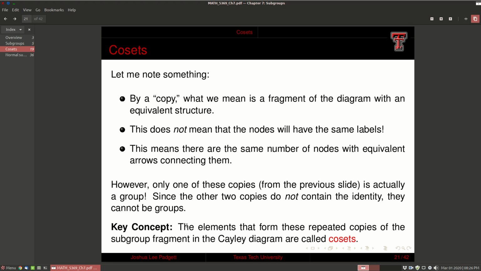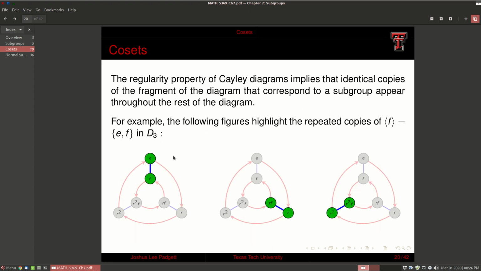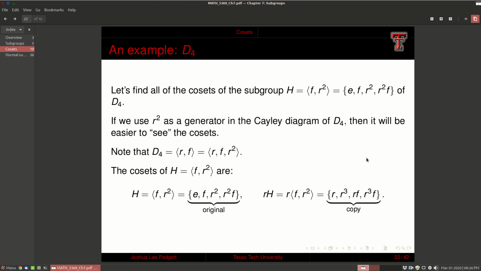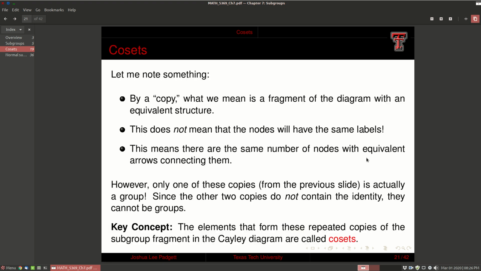All right? Now, the elements of these repeated copies are called the cosets. So what do I mean? This subgroup on the left is a coset. This other object that looks like the original subgroup is a coset. And the object on the right that looks like the original subgroup is another coset. All right? So how do I find cosets?